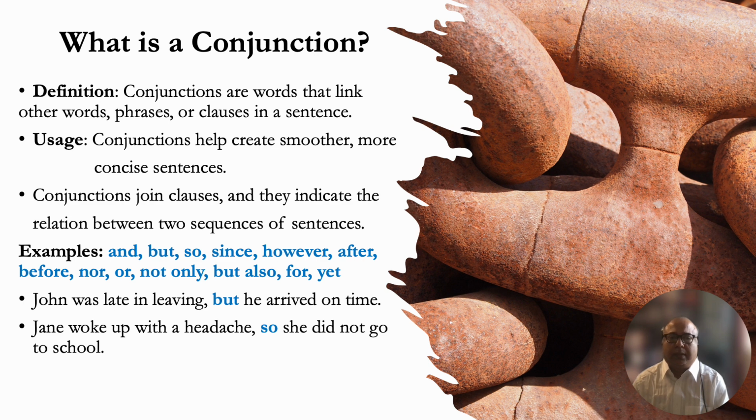What's a conjunction? A conjunction is a word that connects other words or clauses in a sentence. So just understand it as a link between two sentences. Some examples of conjunctions are and, but, so, since, however, after, before, nor, or, not only, but also, for, and yet. These are just a few examples, to give you a sense. John was late in leaving, but he arrived on time. Jane woke up with a headache, so she did not go to school.